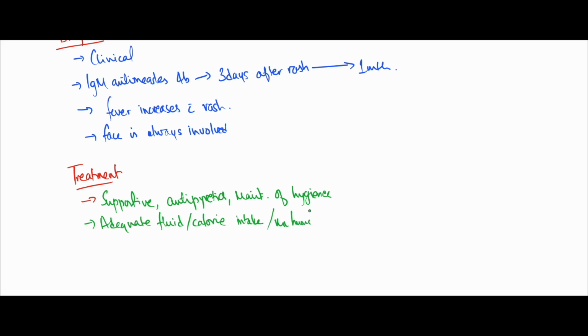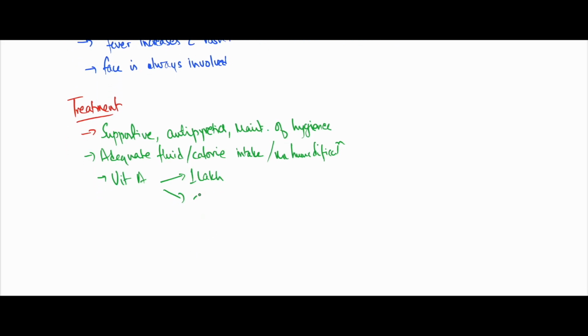Okay, so vitamin A reduces morbidity and mortality of measles, and a single dose of 1 lakh units below 1 year and 2 lakh units over the age of 1 year is recommended. So 1 lakh and 2 lakhs. 2 lakh international units is recommended over the age of 1 year. 1 lakh is recommended below the age of 1 year.